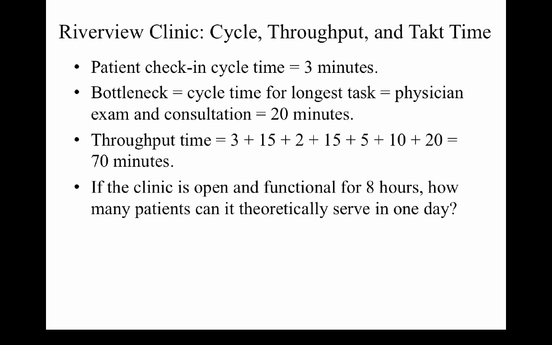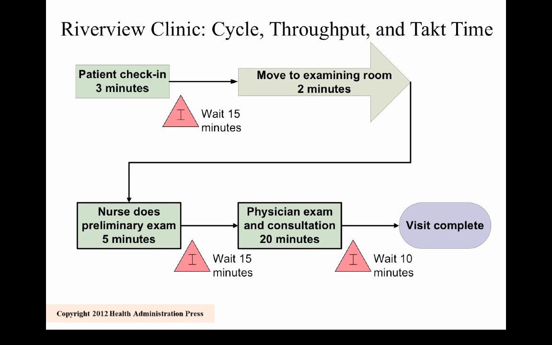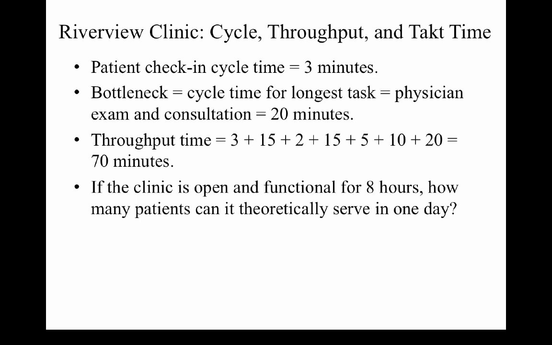So what is the overall throughput time? How long does it take one person to get through the system? So let's look at this back at the process. We said throughput considers everything, considers the wait times as well as the actual process times. So basically all you're doing is you're taking each individual step. You start with a patient check-in, that's 3, then you wait for 15, then you move for 2, and so on, and so you add up all the times. So your throughput time is 70 minutes.